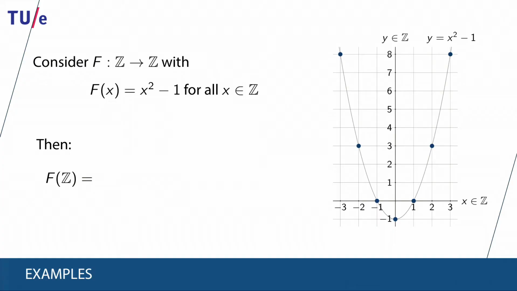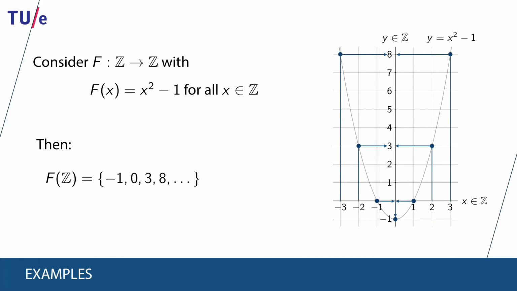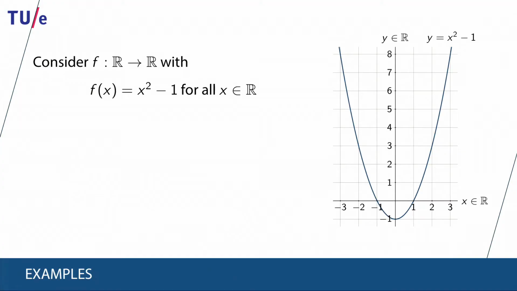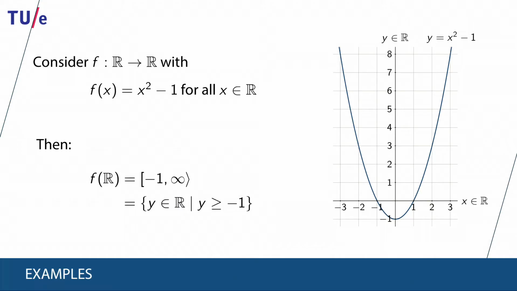Further note that the image under f of the set of all integers is the set of all endpoints on the y-axis of arrows starting in integer points on the x-axis. It is, hence, the set of all integers y for which there exists an integer x such that y equals x squared minus 1. For a last example, let's change the domain and the codomain of the mapping under consideration from integers to real numbers. Then the image under f of the set of real numbers is the half-open interval from minus 1 to infinity. That is, the set of all real numbers y greater or equal minus 1.